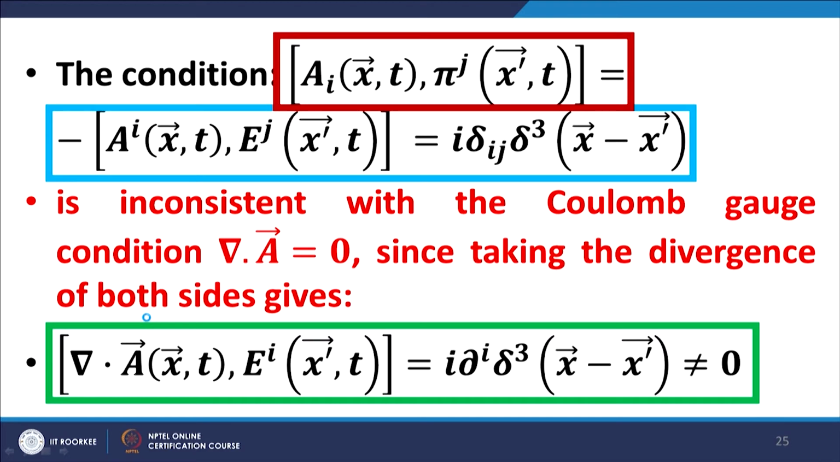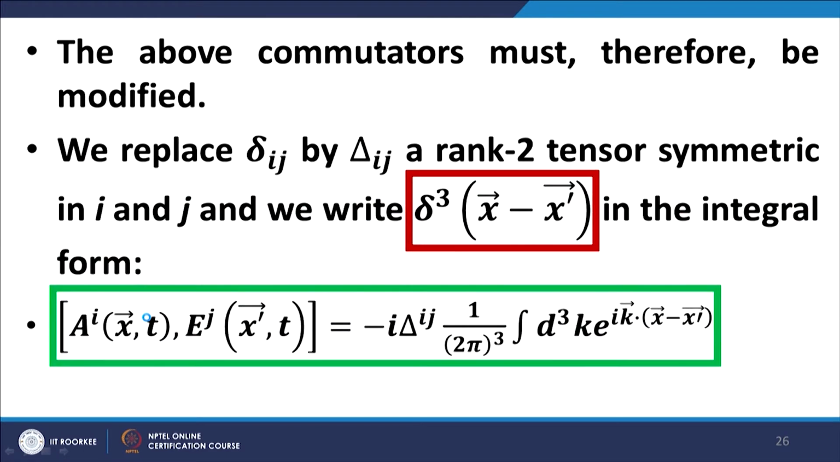However, when we look at these commutators in the context of the Coulomb gauge, we find that they are inconsistent with the Coulomb gauge, because if we take the divergence of both sides, the divergence of the spatial A is equal to 0, as you will recall in the case of the Coulomb gauge. So, if I take the divergence of both sides, what I get is that the commutator is unequal to 0, which is not compatible with the Coulomb gauge, and therefore this commutator is required to be modified.